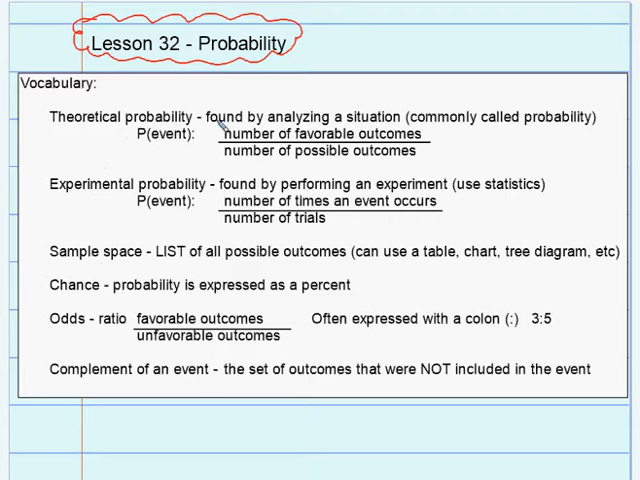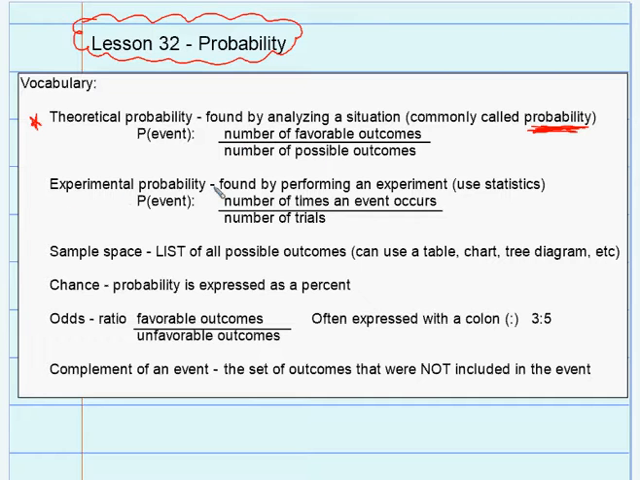Theoretical probability is found by analyzing a situation, and this is commonly called probability. So if you just see the word probability, this is the one that you're doing. The probability of an event is the number of favorable outcomes divided by the number of possible outcomes. Okay, so that's the formula you use.